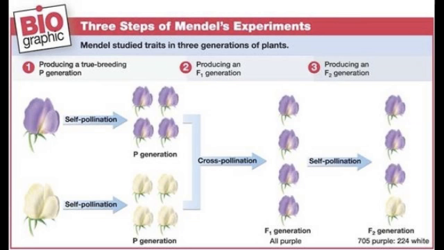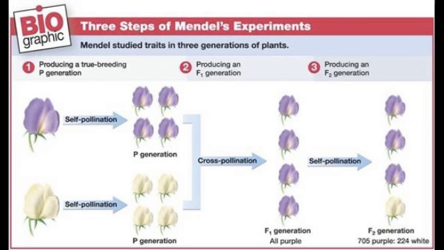So first, Mendel allowed plants that had each type of trait to self-pollinate for several generations. This process ensured that each plant always produced offspring of the same type. Such a plant is said to be true breeding for a given trait. For example, every time a true breeding plant that has purple flowers self-pollinates, its offspring will all have purple flowers. Mendel used true breeding plants as the first generation in his experiments.